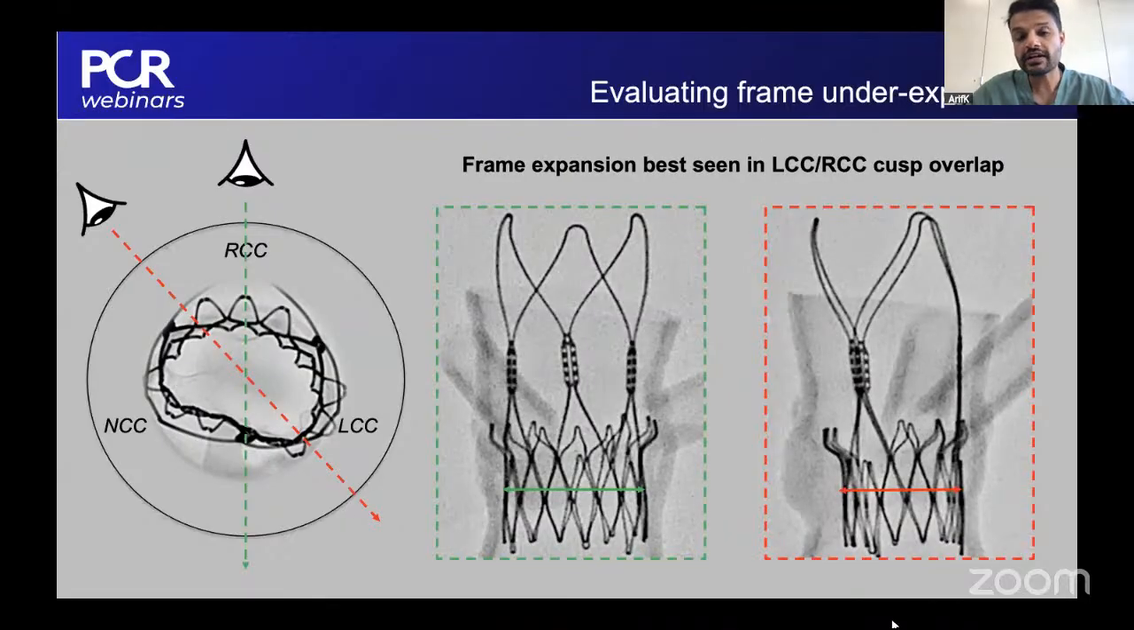So it's having this awareness inside of the cath lab that we need to use our C-arm, number one, to look at this thing from different planes. And number two, we need to understand that for the valve that we're implanting, what's the signature that valve will have of underexpansion, because it'll be different for different valves.